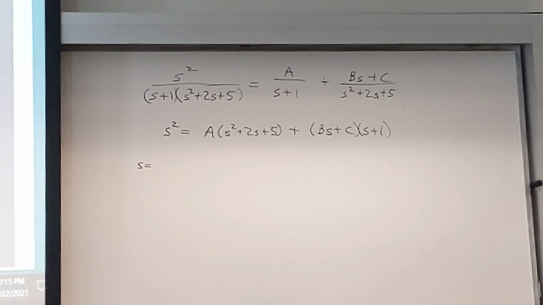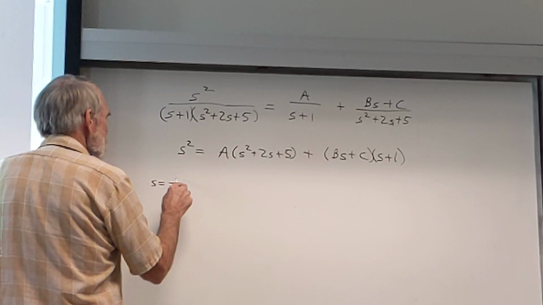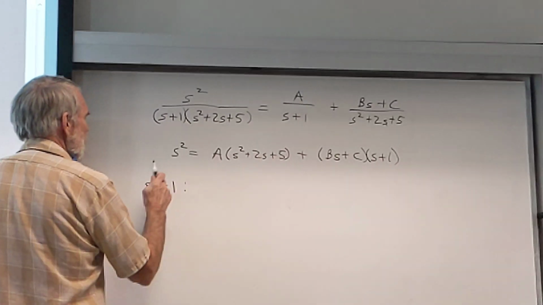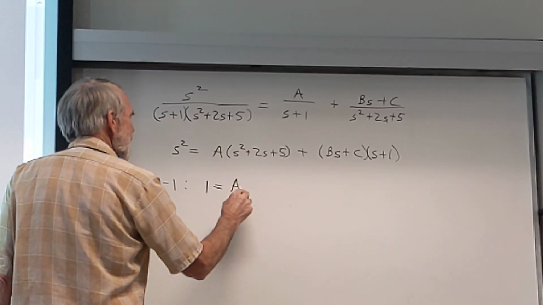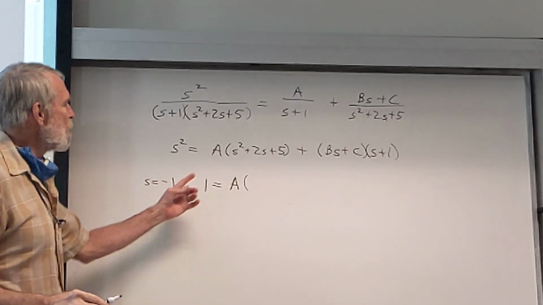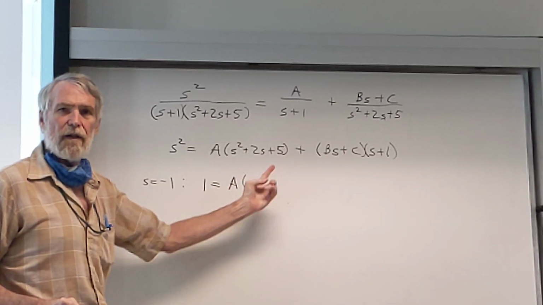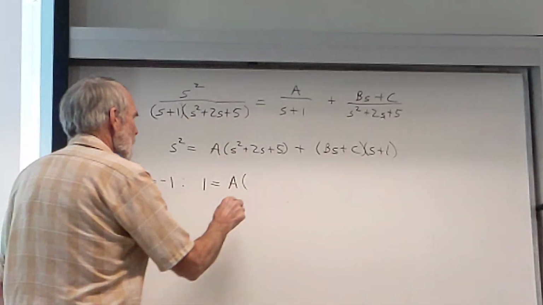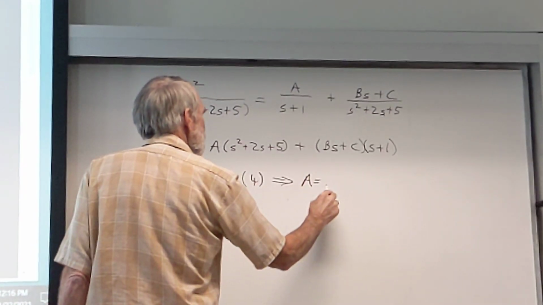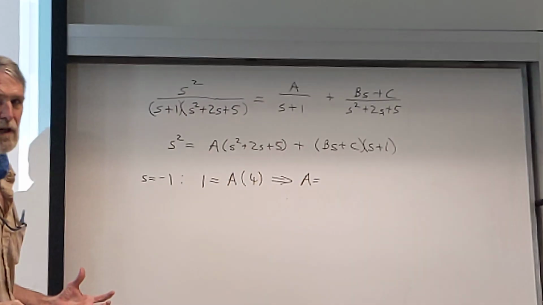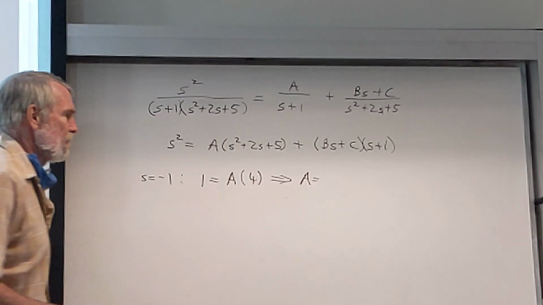Oh, -1. -1 knocks out everything on the B's and the C's, don't they? Yeah. All right, so if we choose -1, then what do we get? If we put s equals -1, we're going to get 1 equals a times, put in -1 here, you'll get 1 minus 2 plus 5. You get 4, right? Okay. So that immediately tells us what a is equal to. This is a real hard question. What's a equal to? 1/4.